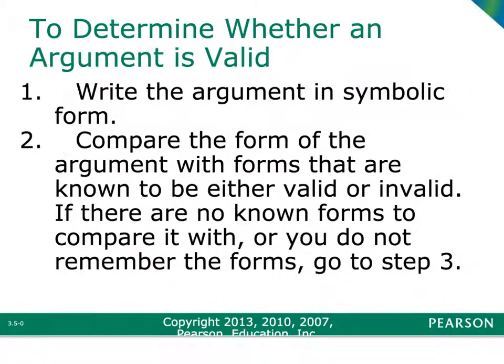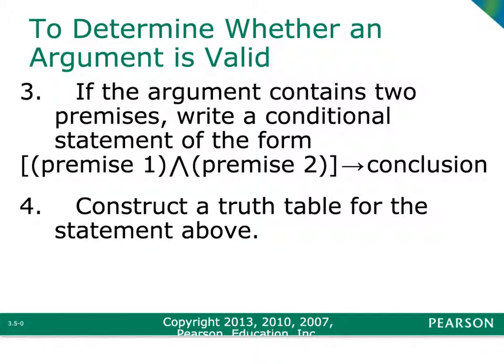So I can show you. When you do this, the first thing you have to do is translate the paragraph that you read. If they give you a paragraph, you need to translate that into symbols. Then you can either compare it to a bunch of arguments that you know are already valid or invalid, or if you don't remember which argument is valid and invalid, you can do a truth table. And when you construct the truth table, you take the premises and you put an and between them. And then you do a conditional with the conclusion.